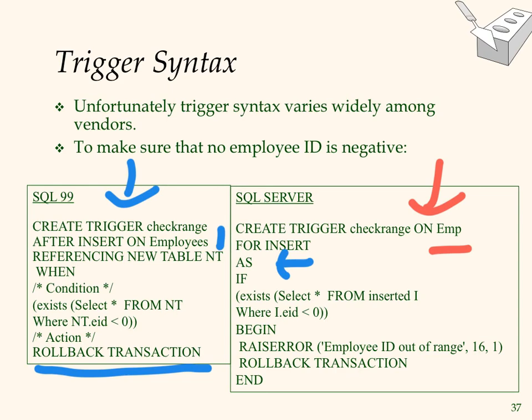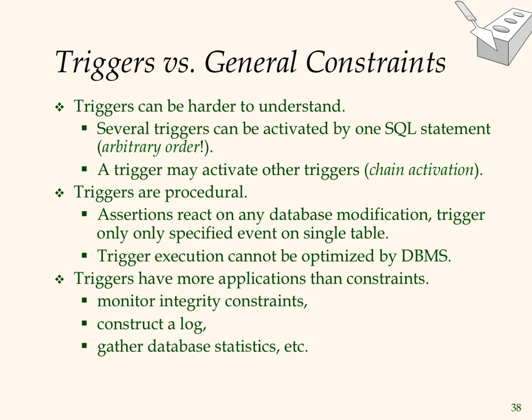So let's talk a bit about how those various concepts compare. Triggers can be harder to understand than, say, assertion or check, partly because the syntax is more complicated. Are you doing it after an event, before an event? Are you doing it based on a table, based on a row? With assertions and checks, you just write down the condition that you want. So this is a declarative approach, and you let the system enforce it.